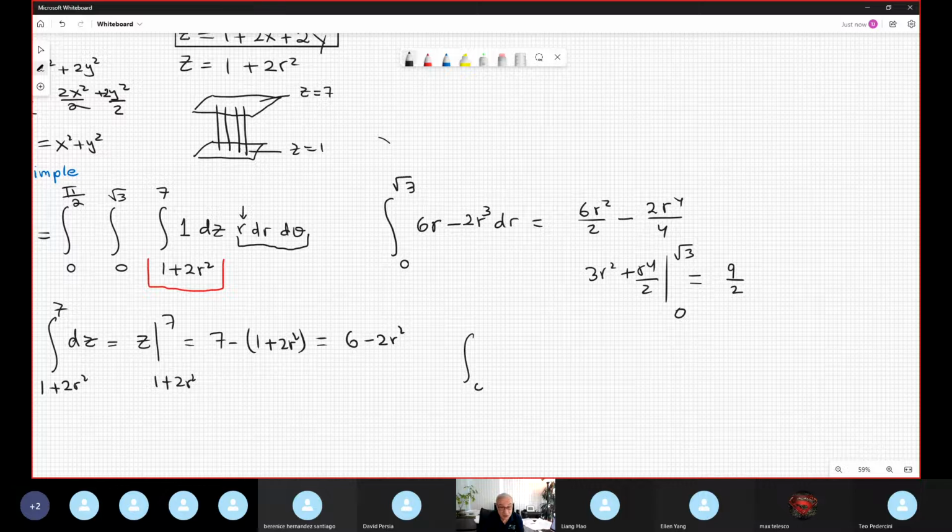Beautiful. The last integral, 9/2 dc. 9/2 is constant. Integral dc is c. Value is pi/2. So the answer is 9 pi over 4.